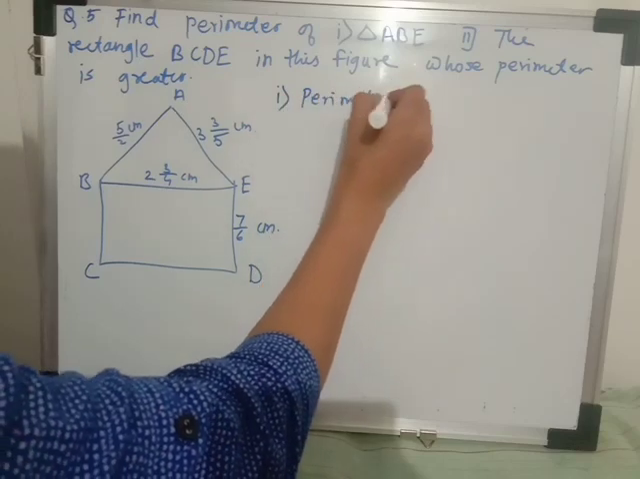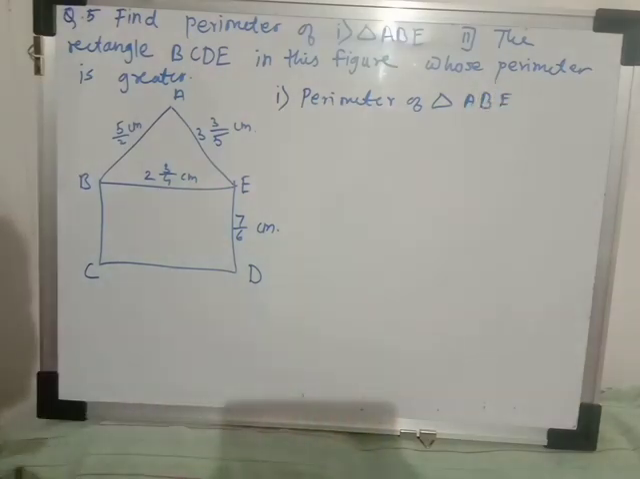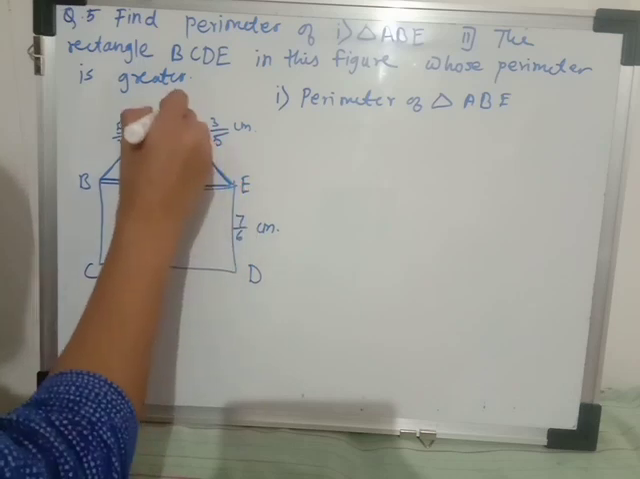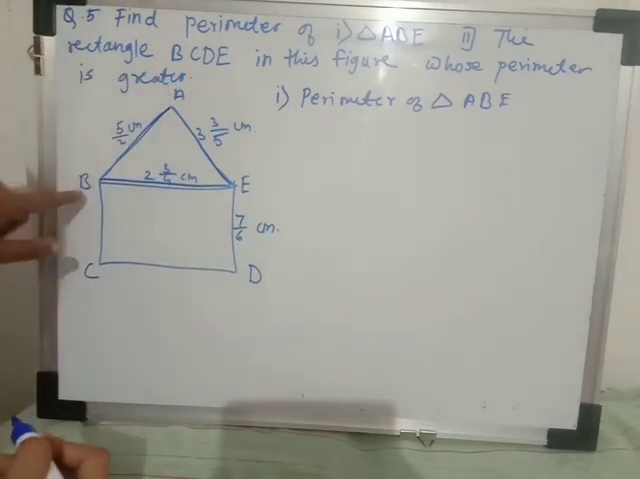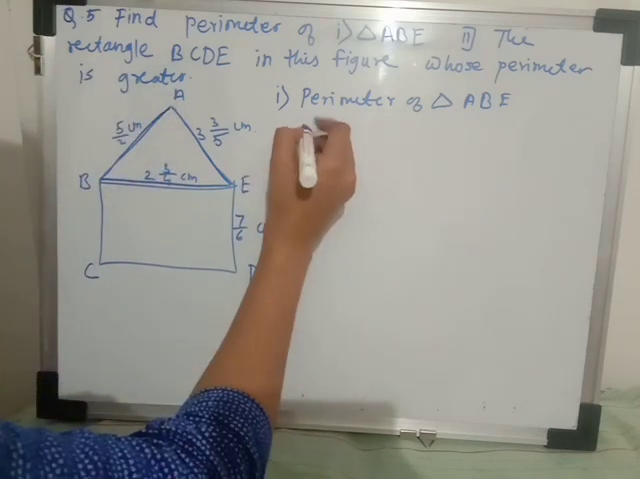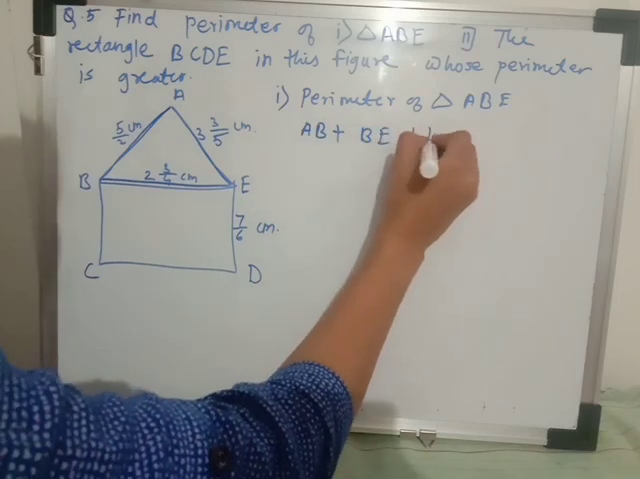Perimeter of triangle ABE. Now some students will think we have to write a formula. No, because for the perimeter of a triangle there is no such formula. Perimeter means the addition of all the sides. So this is the triangle, and we have to add AB plus BE plus EA.